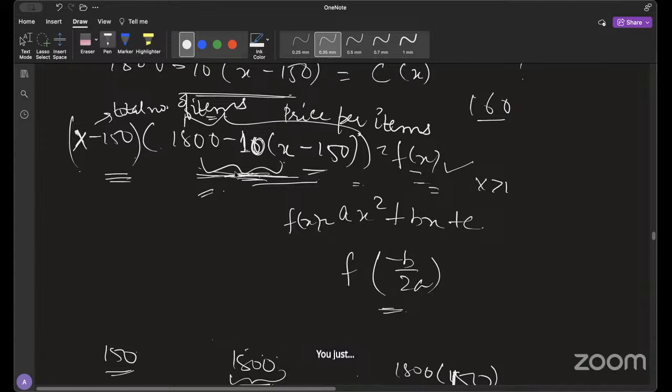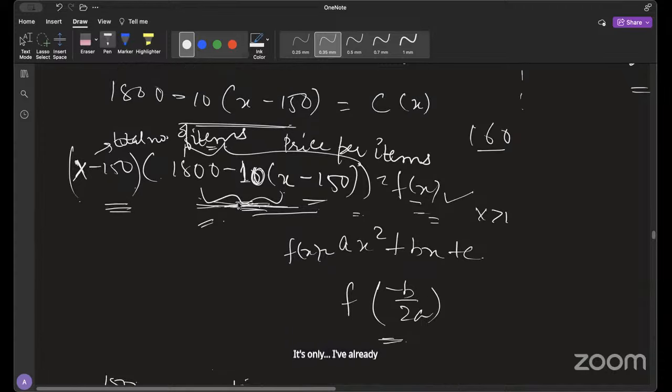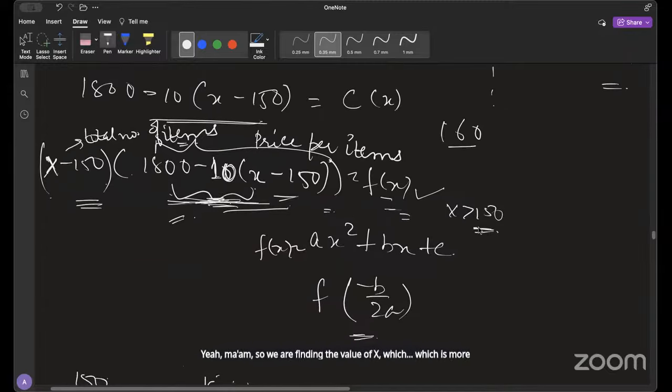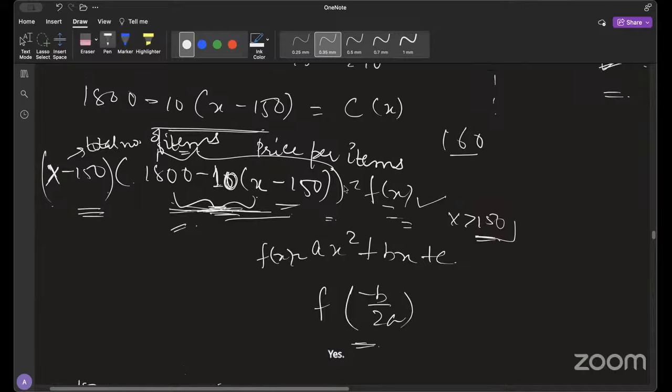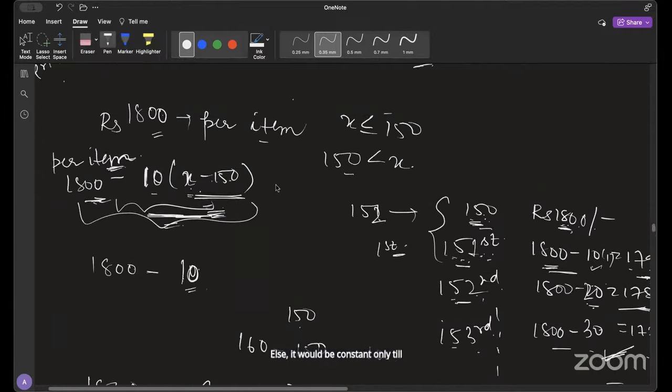Yeah, I've already mentioned, this is only applicable for items after 150. Till 150, the price is 1800. So you should be mentioning this thing. We are finding the value of x which is more than 150 only, because else it would be constant only, till 1800.